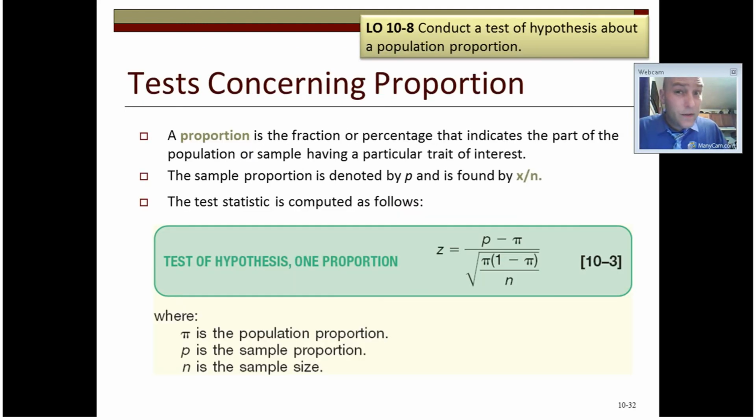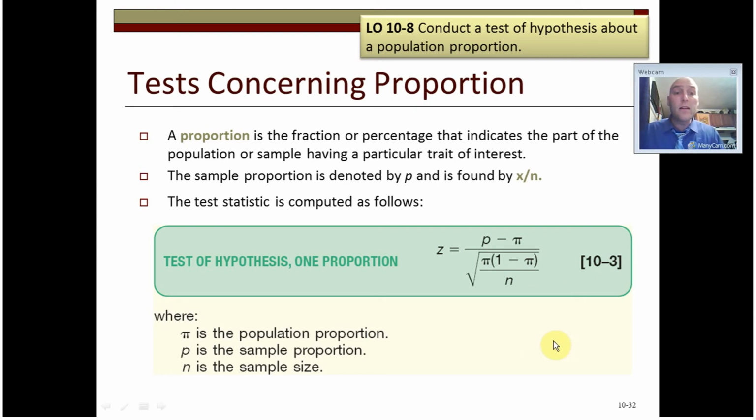We can also do tests that don't just talk about means. We can do tests that talk about proportions. A proportion is a fraction or percentage that indicates part of the population or sample having a particular trait. Your sample proportion, denoted p, is found by x over n, where x is the number of things that have the characteristic you're looking for, and n is the total number of things ever.